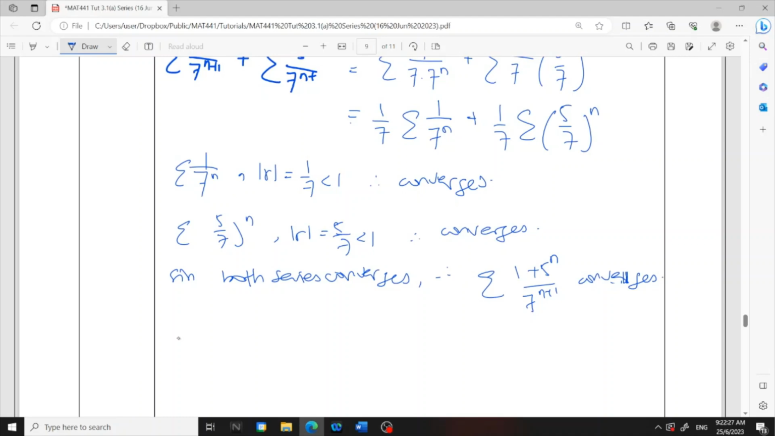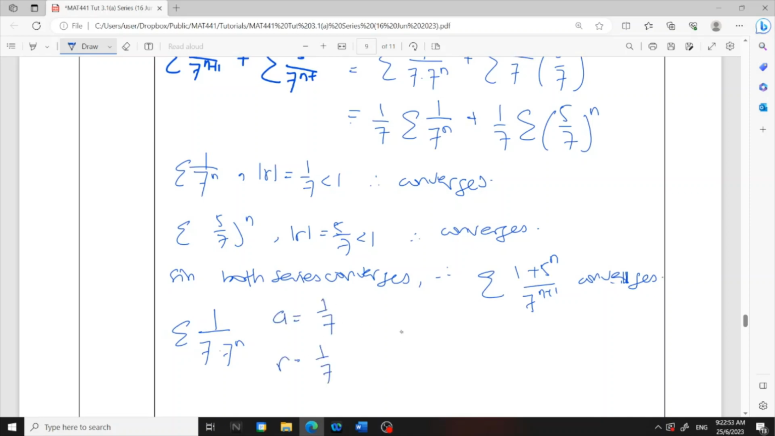The first series is the summation of 1 over 7 times 7 to the power of n. In this case a is 1 over 7 and r is also 1 over 7. So the sum of this series is a over 1 minus r, and we will get 1/42.